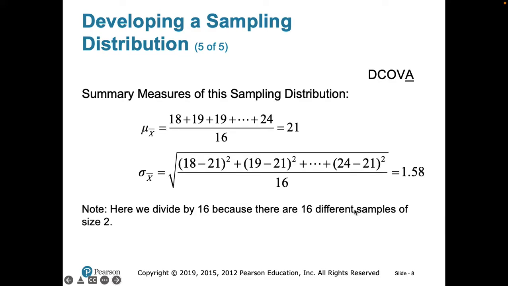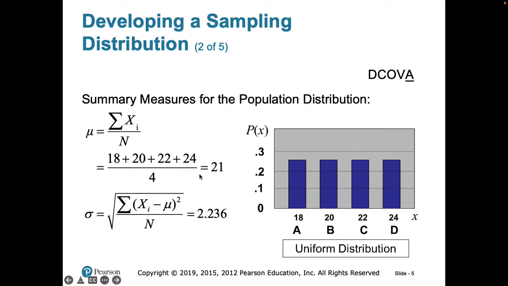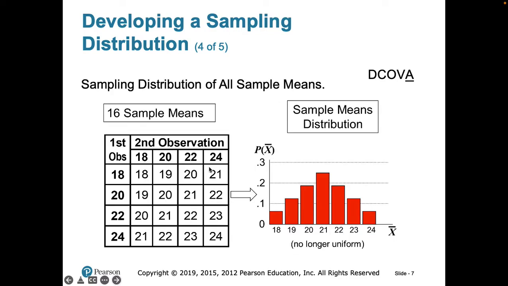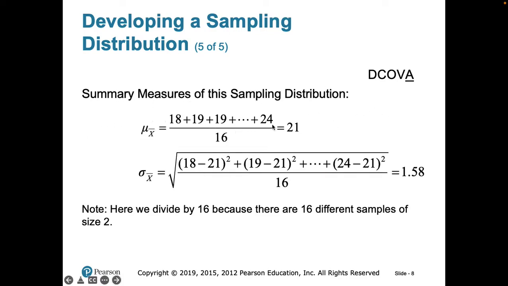Okay, so what we're doing here, right? We're measuring the sample distributions. So if you take all of those means and divide by 16, which is all the samples that you have, you will get a mean of 21. So go back in here, and you saw that your mean was 21. Now, once you get the mean of all your means, you get a mean of 21 once again. Now your standard deviation changes. Now your standard deviation is 1.58, and the reason is we're dividing by 16, right? Because we have 16 different samples.